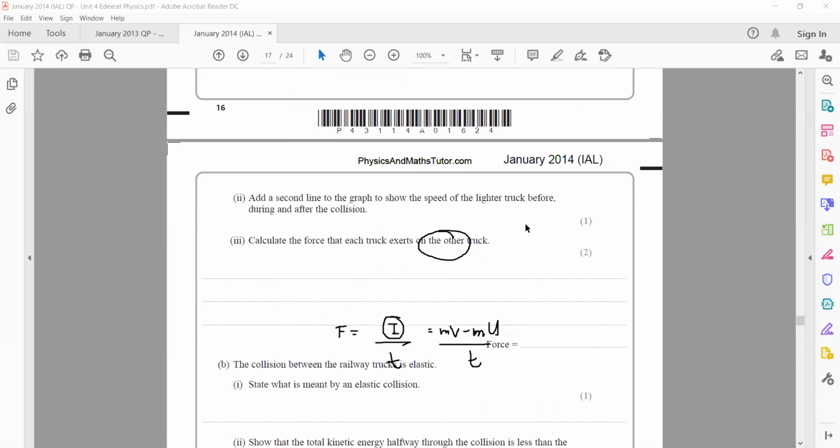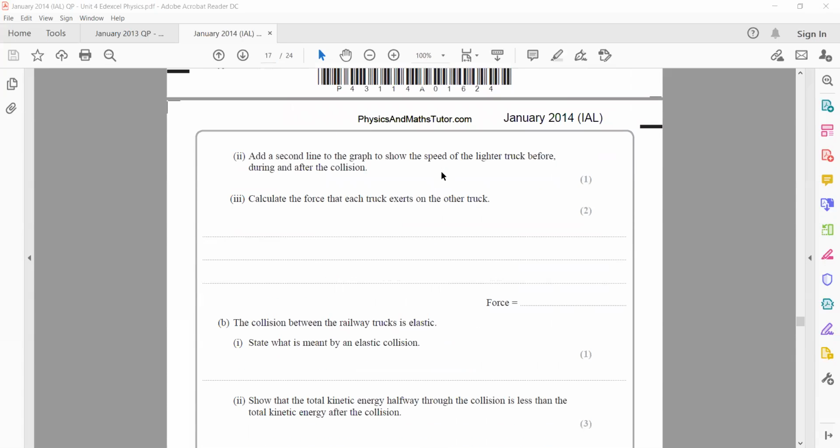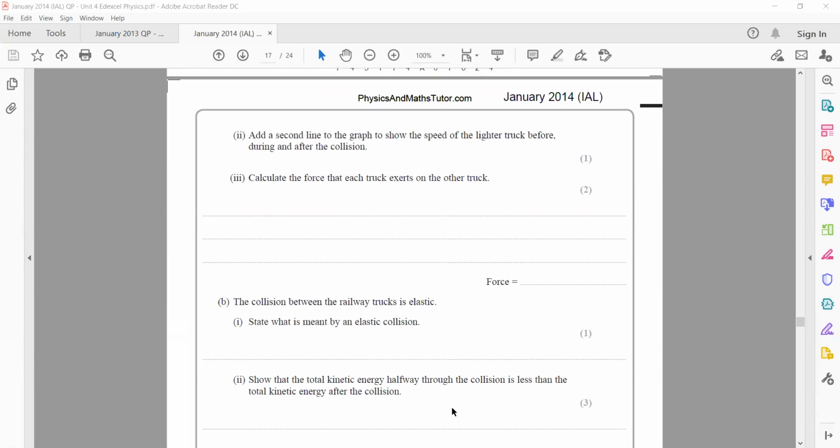Yeah. And the last part: the collision between the railway trucks is elastic. What is meant by an elastic collision? The term elastic collision refers to when the momentum and kinetic energy are both conserved. We call that an elastic collision.